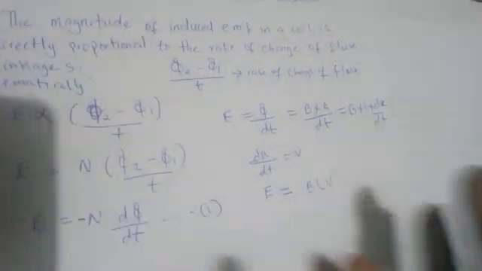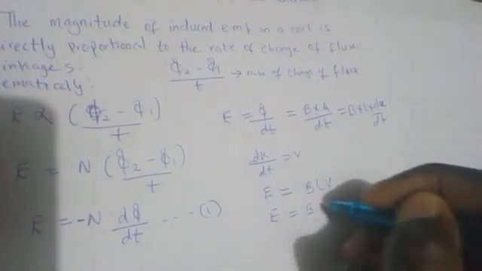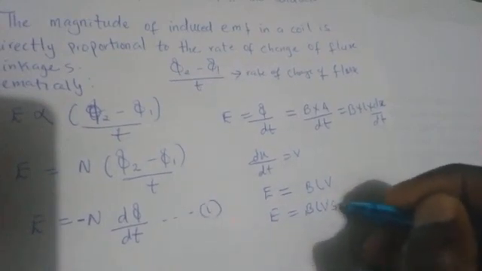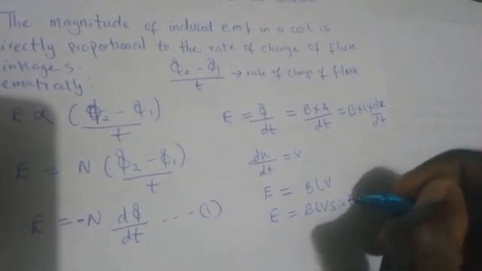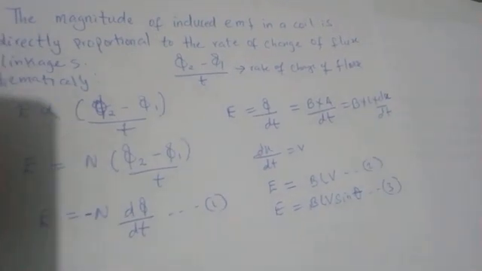Now, if it's at an angle, you know that E will be equal to B multiplied by the length, where your B is the flux density, multiplied by V multiplied by the sine of the angle. So let us call this one equation 2 and this one equation 3.